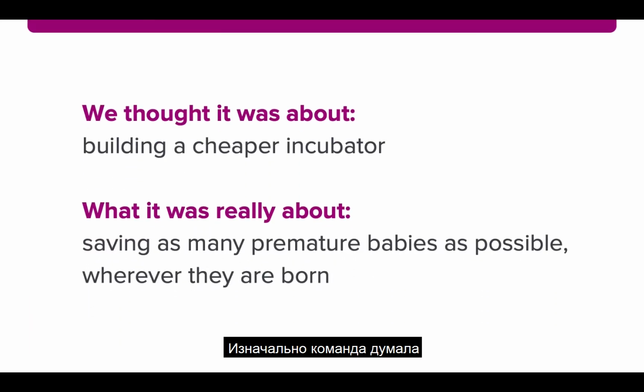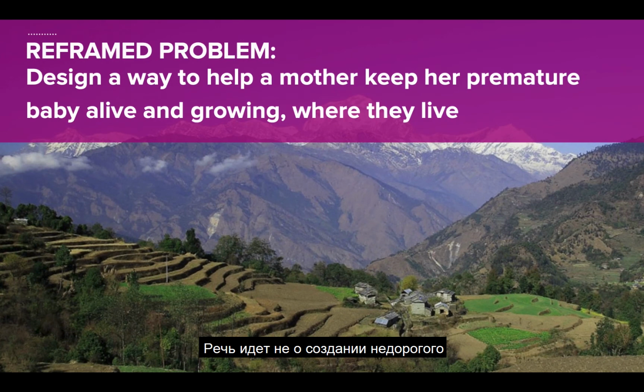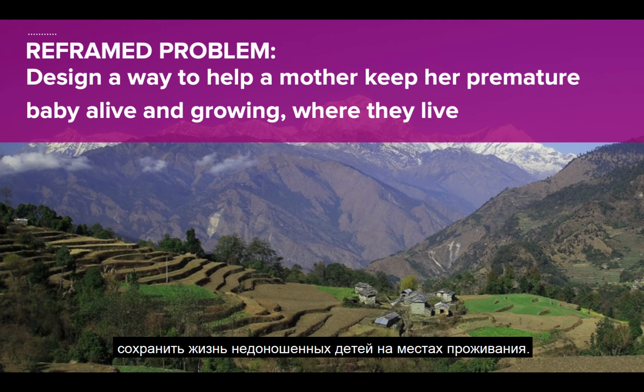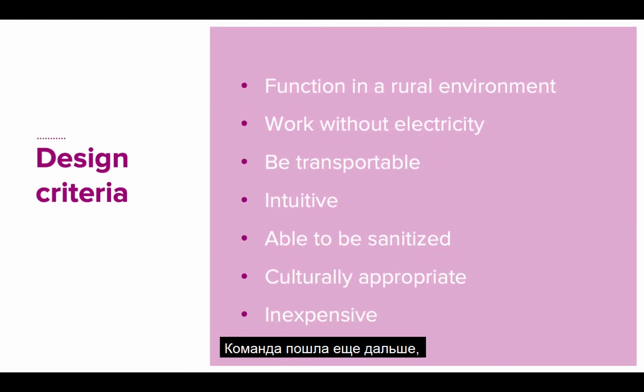So they thought it was about building a cheaper incubator, but actually it was about saving as many premature babies as possible wherever they are born. So you see the difference in their perspective, which led them to reframe the problem. Now, it's not about designing an incubator that is low cost or easier to maintain. The reframed problem is how might we design a way to help a mother keep her premature baby alive and growing where they live.